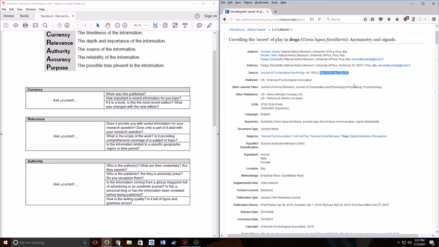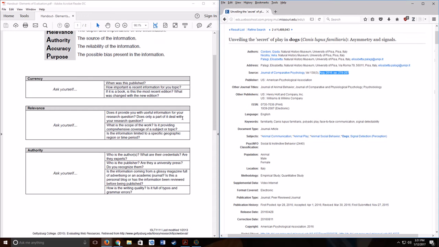So that's perfect. Relevance: if we were just talking about dogs in general, it does talk about dogs and the secret of play in dogs. This will be a little more important as you get deeper into your topics. But for now, it is relevant to dogs, so that's what we'll say.